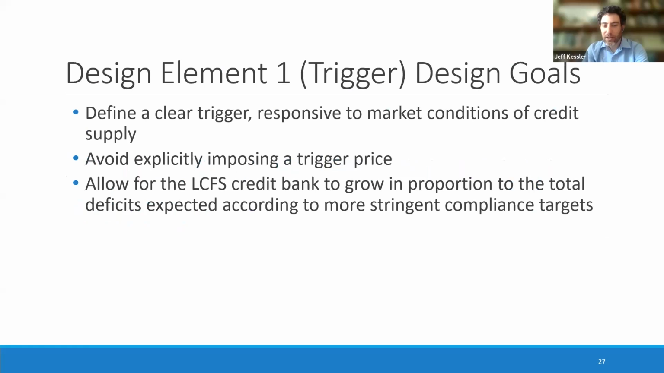The next set of slides covers staff's thinking relating to these auto acceleration design considerations. I will discuss two main design concepts we have been looking at. For the auto acceleration trigger, staff has looked at approaches that make use of publicly available data that are likely to be responsive to market conditions indicative of credit supply. Furthermore, the concepts we are sharing today avoid defining an explicit price. Additionally, the design concepts look to allow for the credit bank to grow as the carbon intensity standard becomes more stringent.